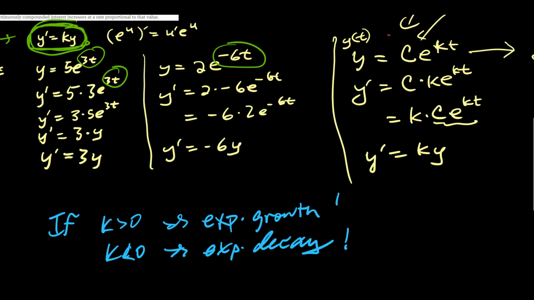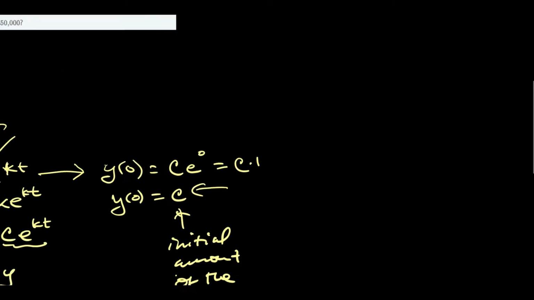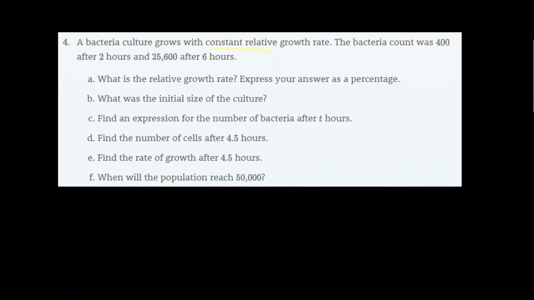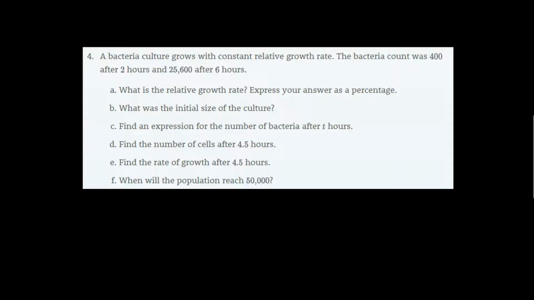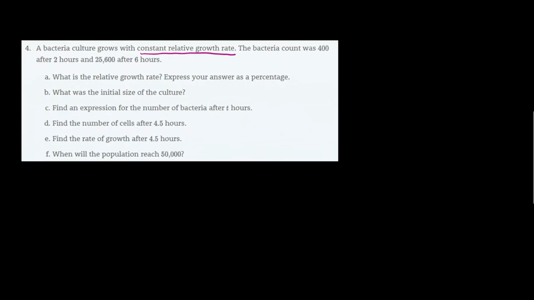All right, so let's do this example right here. Give yourself a second to read it. What I want to point out here is that it says a bacteria culture grows with a constant relative growth rate. So what does that really mean? Let's look at that for just a second.